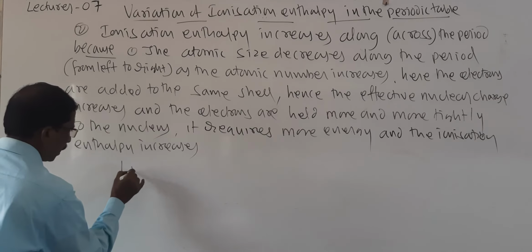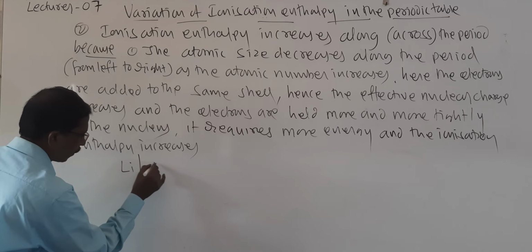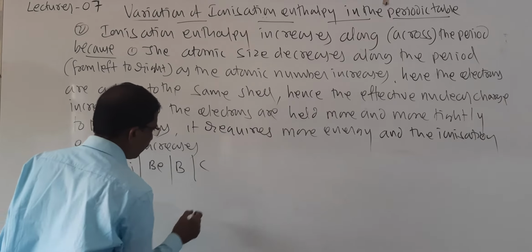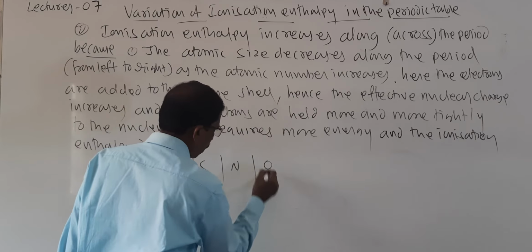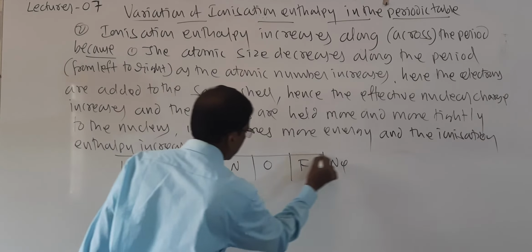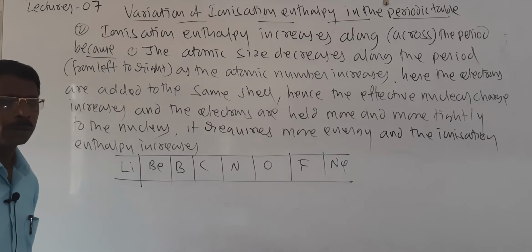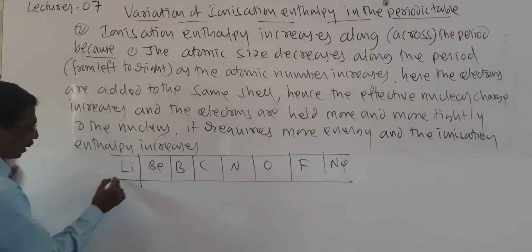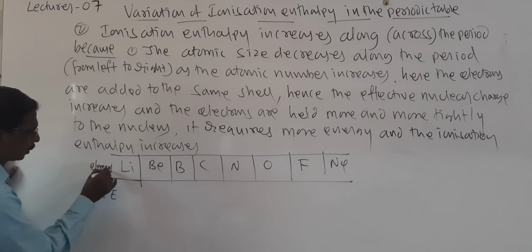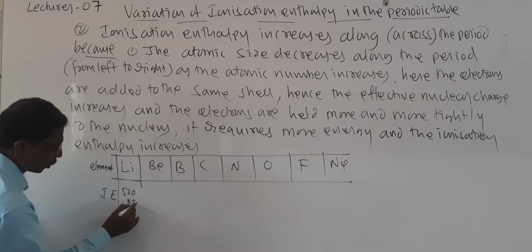So along the period, you may write lithium, and then beryllium, and then boron, carbon, nitrogen, oxygen, fluorine, and then neon. Look here, these are the elements. And here I will write the ionization enthalpy. Elements, ionization enthalpy. It is 520 kilojoules per mole.